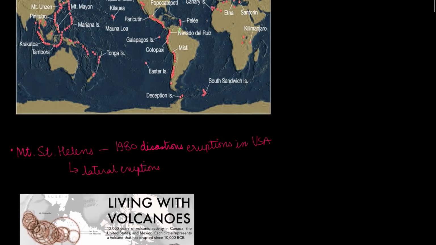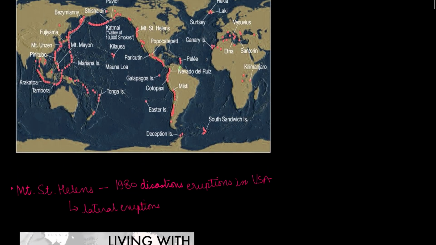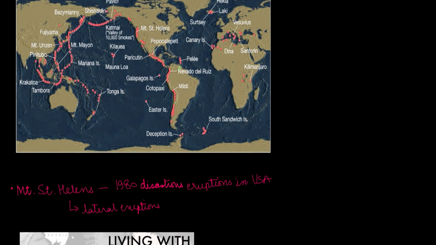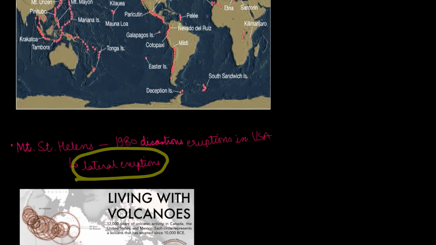And so, in North America, we have St. Helens. St. Helens was in the news because of the 1980 disastrous eruptions in the USA. There were apprehensions and some forecasts of what the pattern of eruption would be. But when the volcano erupted, it took everybody aback, and the magma flow and the nature of the flow of this volcano was unprecedented, and thereby it caused greater disastrous effects. So there were lateral eruptions.